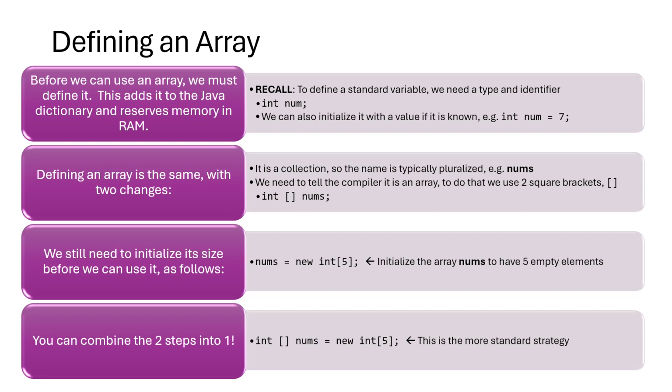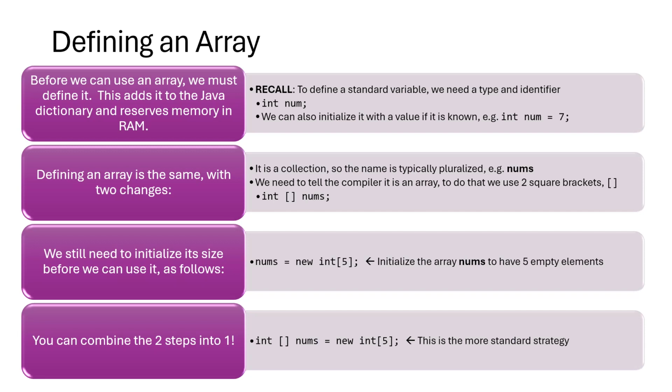First thing we need to do is realize that because we're holding a collection of data, we want to pluralize our names, typically, right? So for example, instead of creating int num, I'm going to create int nums. Now, there are some exceptions to that rule.